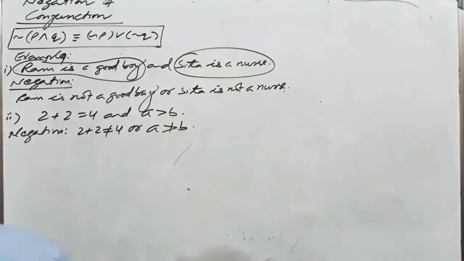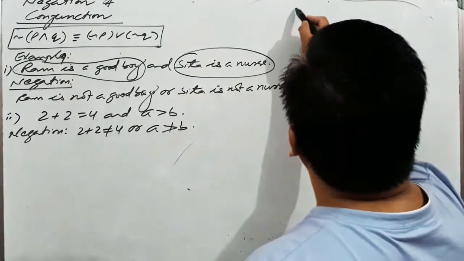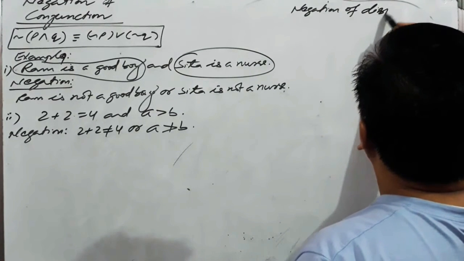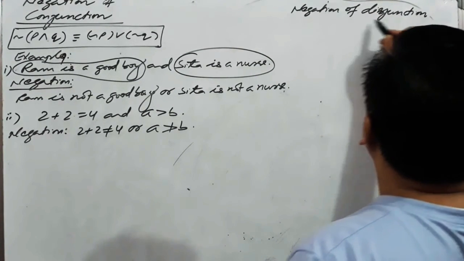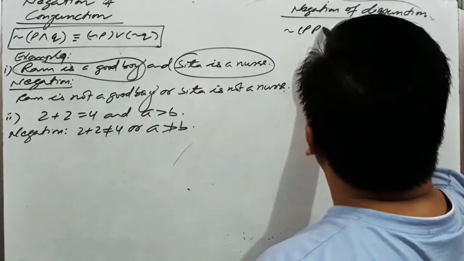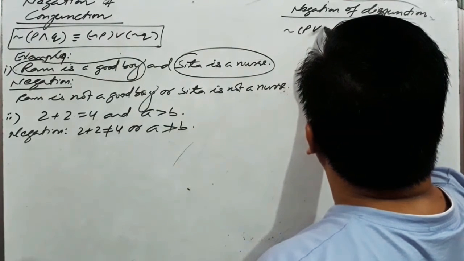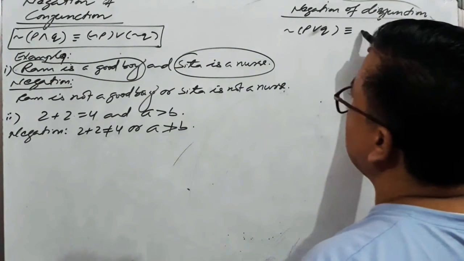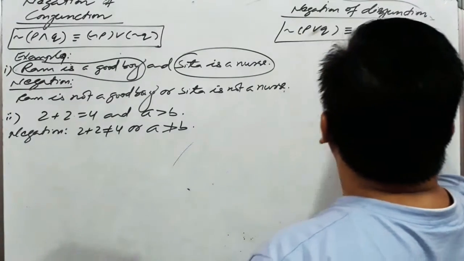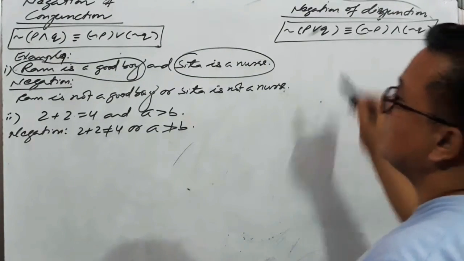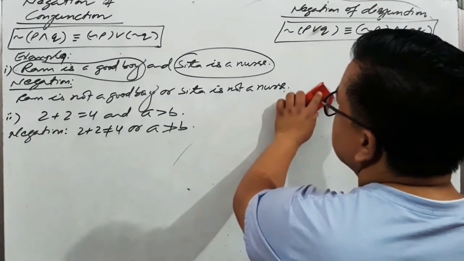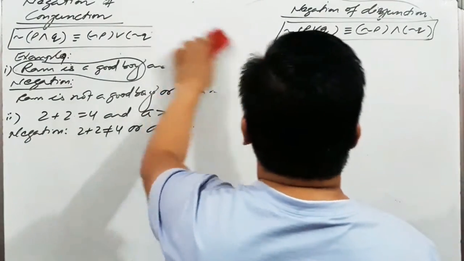Now let's see the negation of the disjunction. Negation of P or Q is equivalent to negation P and negation Q. This sign means logically equivalent, which I'll explain later. Now we will use this formula. Let me take an example.